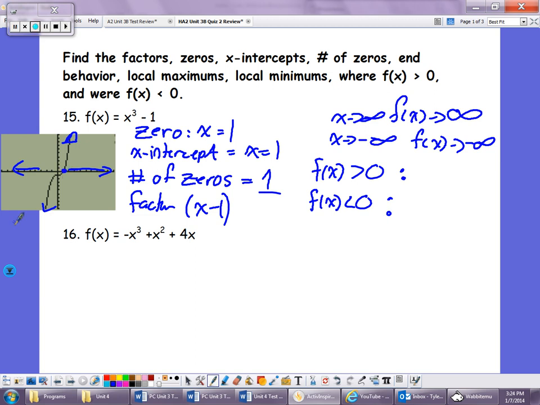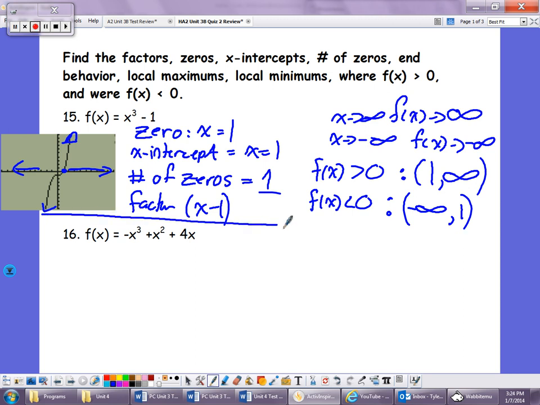So here's where I hit 0. That's 1. So from 1 to infinity, my graph appears to be above the x-axis. So I would simply write 1 to infinity. And then it asks when f of x is less than 0, and that's from negative infinity to 1, when my graph is below the x-axis. All right, so that answers all of those questions for that one. Draw a line here so we don't get confused.